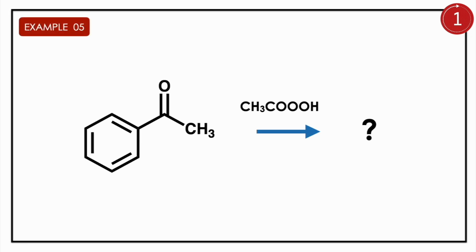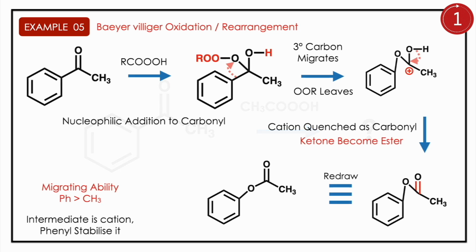Then the next example. Here you have a ketone, one side a methyl group, one side phenyl. You are using the peracid. You should find what will be the final product. The starting material is a ketone. You are using the peracid, meaning Baeyer-Villiger rearrangement reaction. The first step will be RCOO minus attacks. You have a new C-O bond.